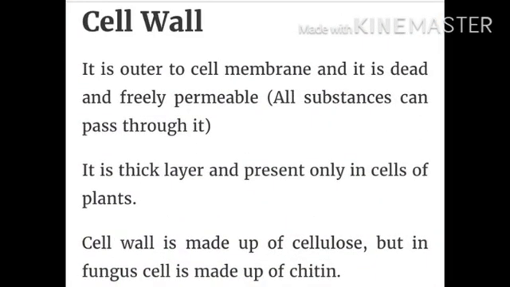Now the cell wall. This is basically in plant cells, not in human cells. It is outside the cell membrane and it is dead and freely permeable. All substances can pass through it. It is a thick layer and present only in the cells of plants. Cell wall is made up of cellulose, but in fungi the cell wall is made up of chitin.